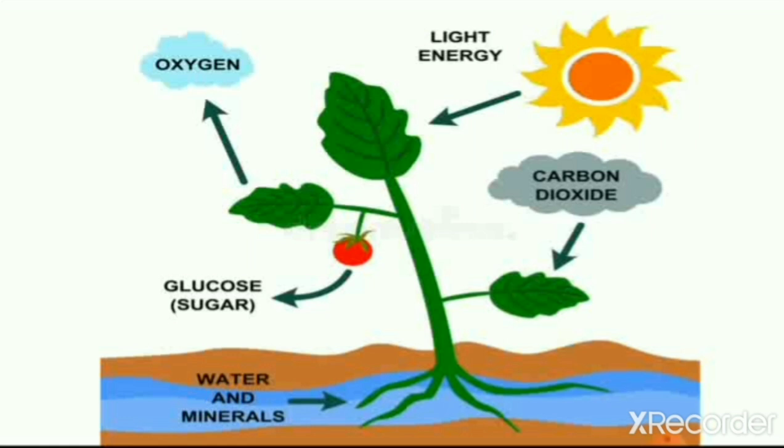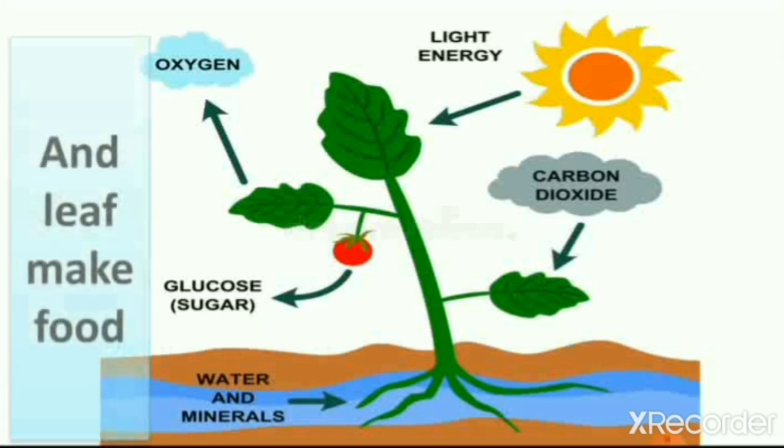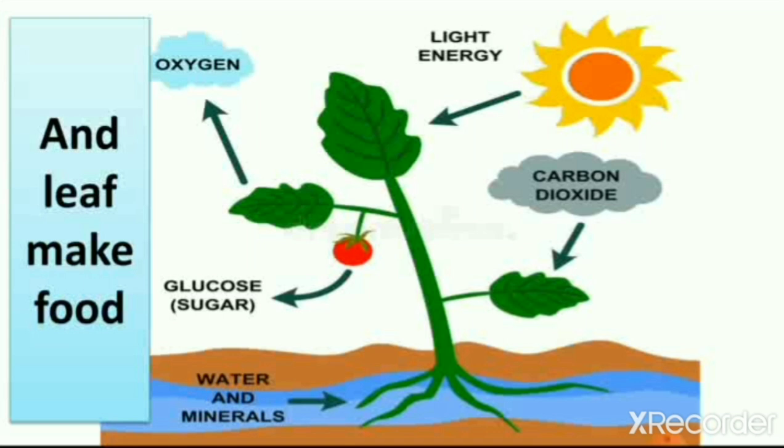So here you can understand how a tree gives us oxygen. And after this process, the plant makes fruit for us. So it is the important part of the plant which makes food for the plant. All these things bind together and the leaf makes food for the plant.